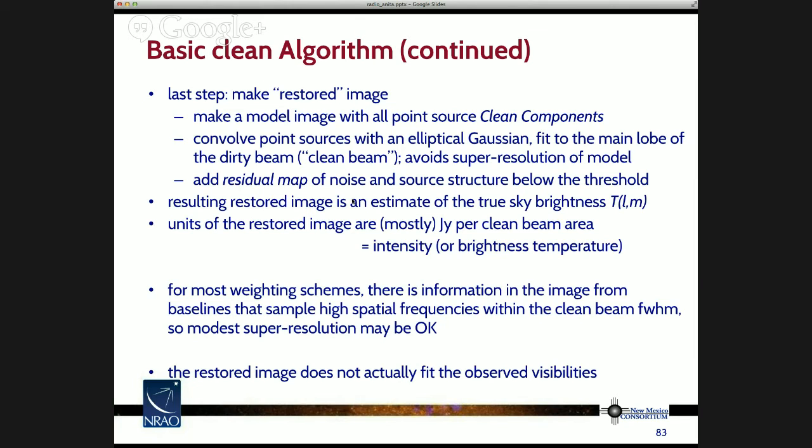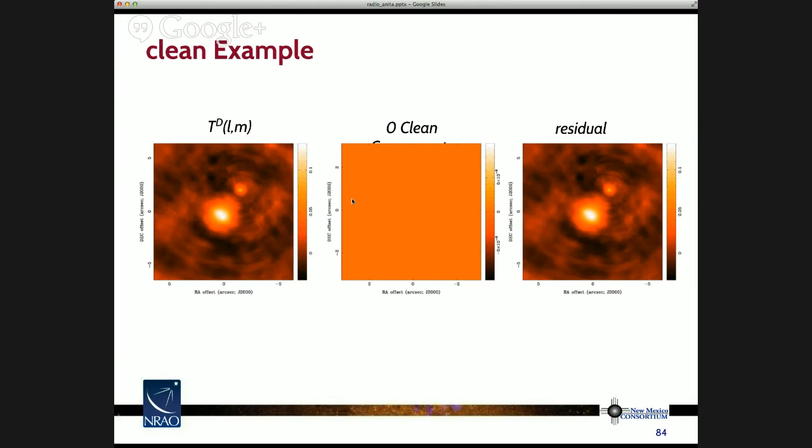All right, so that's a lot of words. Let me show you some pictures. Hopefully this will help make the clean algorithm more clear. So here on the left, we have our dirty image. In the center, we have our list of clean components as an image. And on the right, we have the residual map.